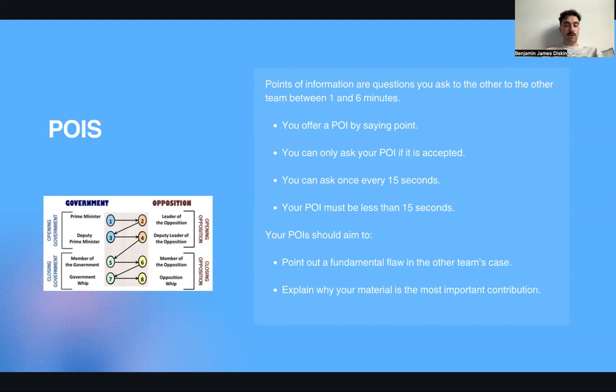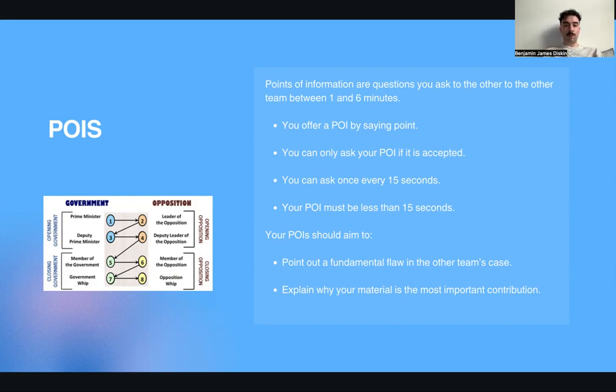Now, you cannot POI someone on your same bench. So opening government cannot POI closing government and vice versa. Similarly, opening opposition cannot POI closing opposition and vice versa. You begin by offering a POI between the 1st and 6th minute of a speech. So that means until the 1st minute, and from the 6th until the 7th minute, you are not allowed to offer them, and you will be penalized for doing so.